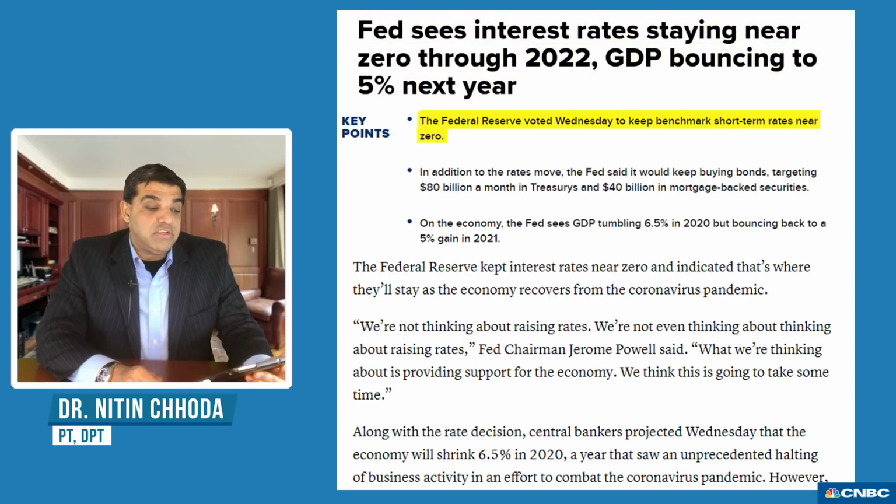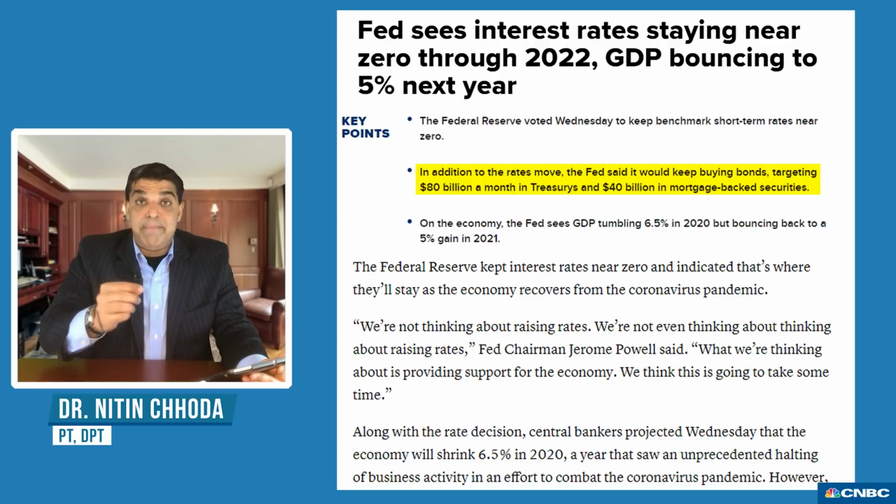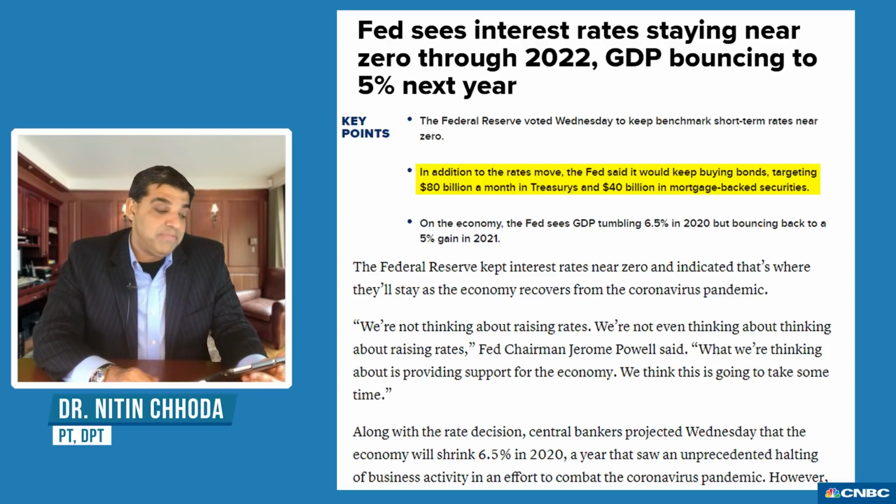And it says the Federal Reserve voted Wednesday to keep benchmark short-term rates near zero. In addition to the rates move, the Federal Reserve is going to prop up the economy by buying bonds, $80 billion a month in treasuries and $40 billion a month in mortgage-backed securities.